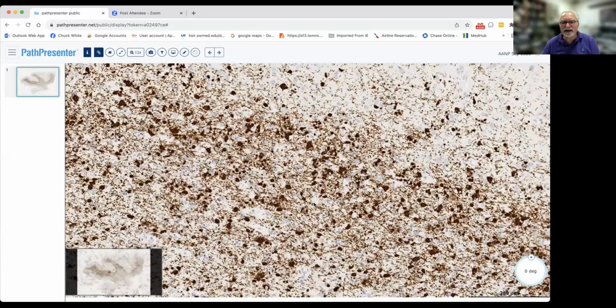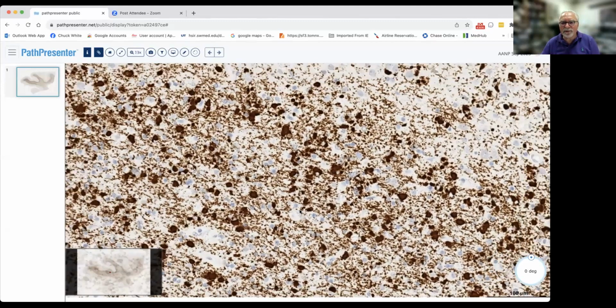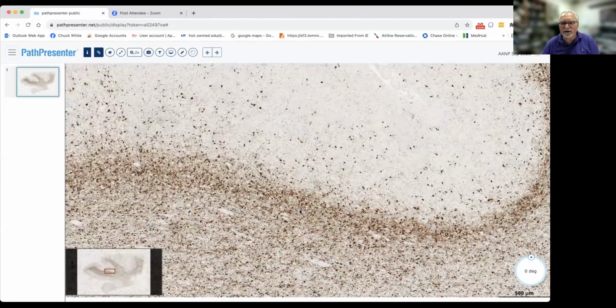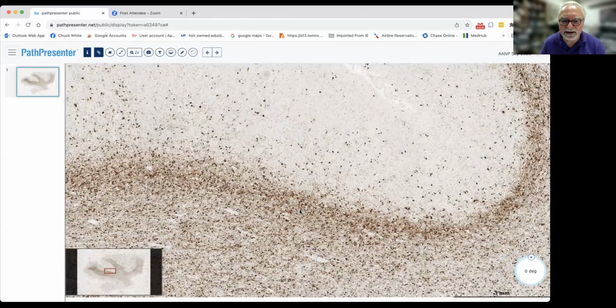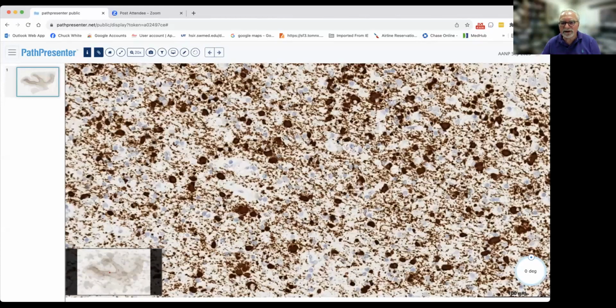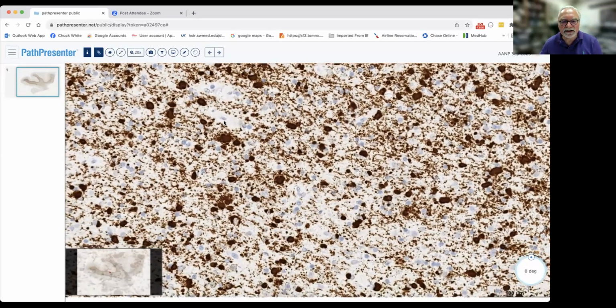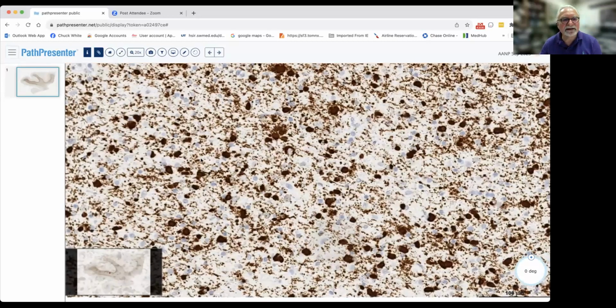And this is a great example of a GGT. It shows at low power, of course, there's lots of tau deposition in the white matter, which is replete with oligodendroglia. And if we look at high power, again, we see these very characteristic large globular inclusions that typify the oligodendroglial inclusions of GGT. Here's a nice coiled body here in the center.